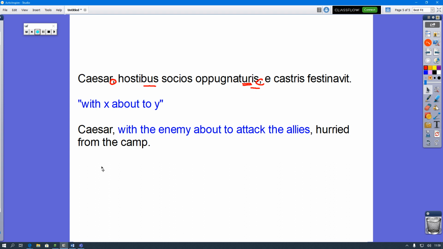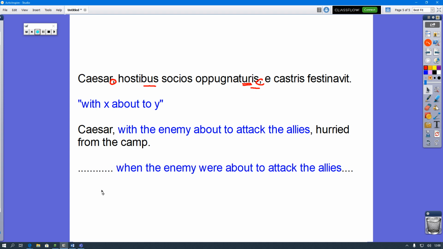Again, "with X about to Y" is my basic translation. I might want to think of a better way of saying that. Well, I think a slightly better way of saying it would be "when the enemy were about to attack the Allies." So I can change it.